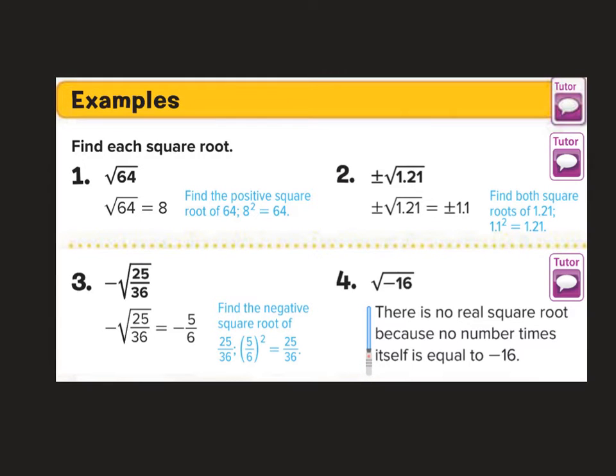And finally for 4, I'm being asked to find the square root of only the value negative 16. And this is a little different. Notice that the negative sign is inside the radical sign versus outside. If the negative sign is inside the radical sign, my answer is that there is no real square root because no number times itself is equal to negative 16. I would need to multiply 4 times negative 4. And since these are not identical, they're not the square root.